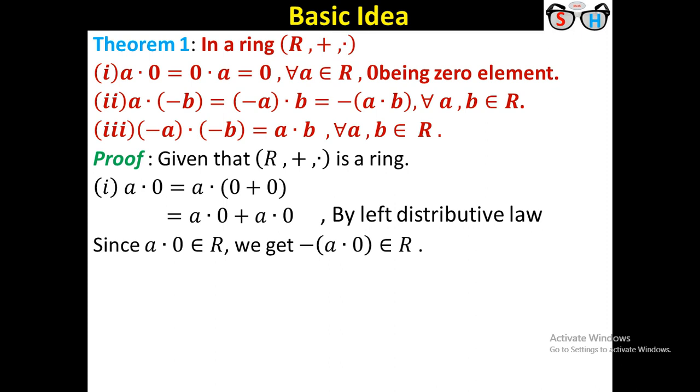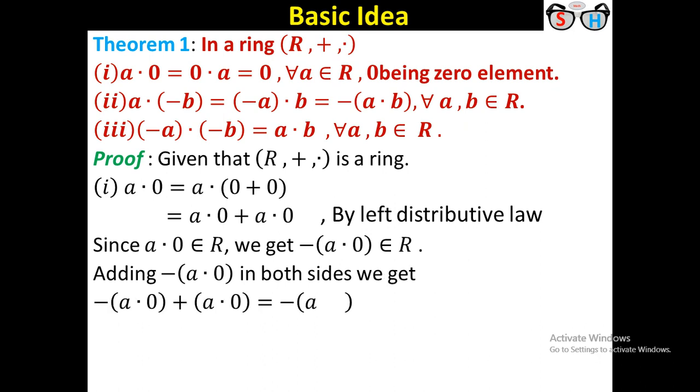Now we have to add minus a dot 0 on both sides of that relation. So adding minus of a dot 0 on both sides, we get on the left-hand side minus a dot 0 plus a dot 0, equal to minus a dot 0 plus the whole of that. We write this under a second bracket. Now this will be 0, and here I shift the second bracket.